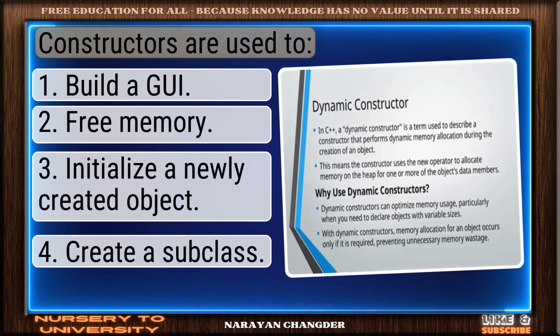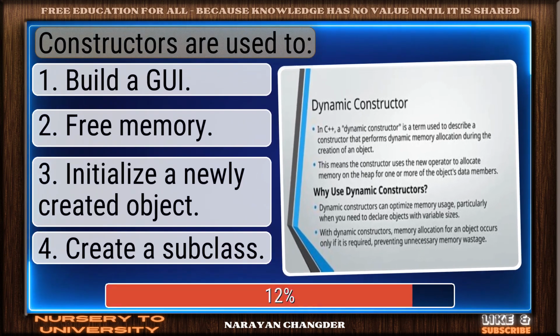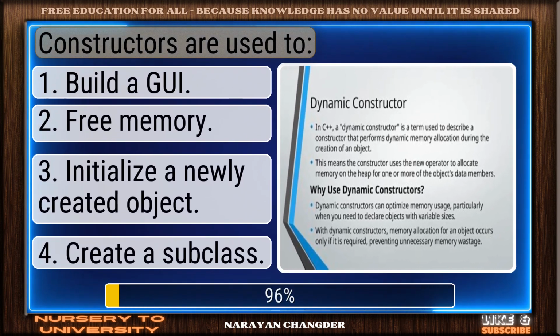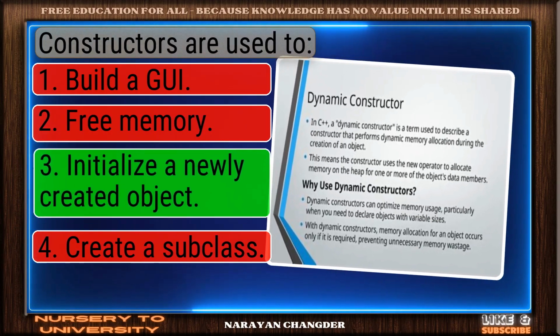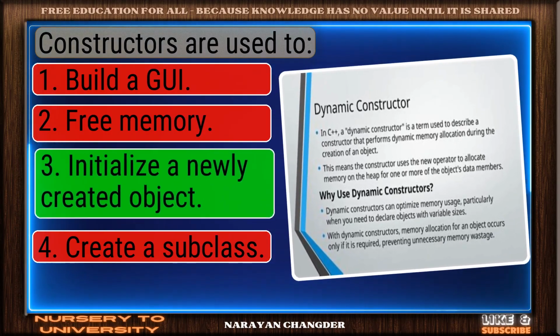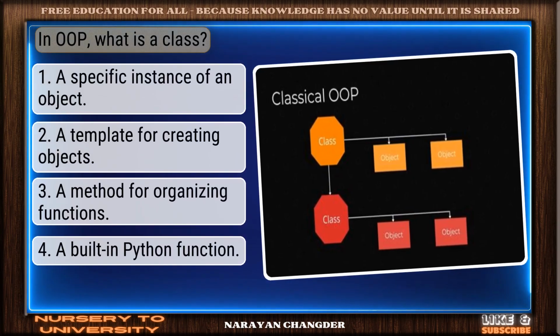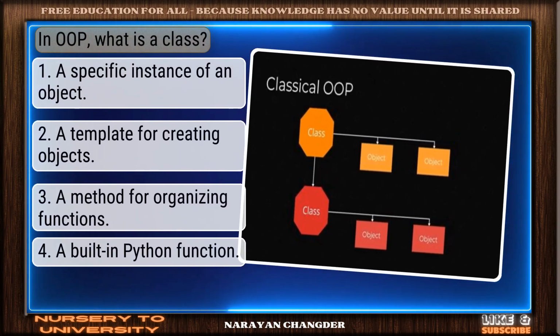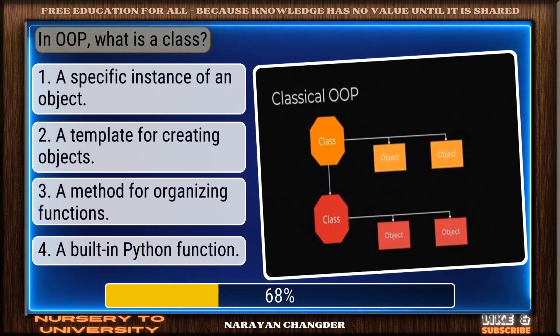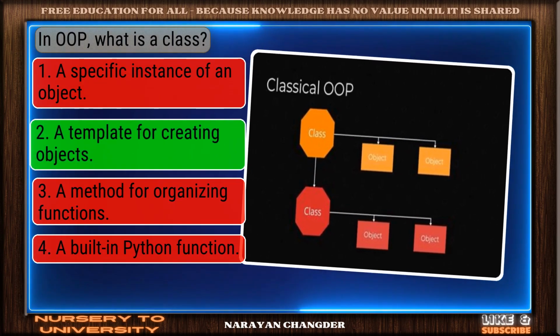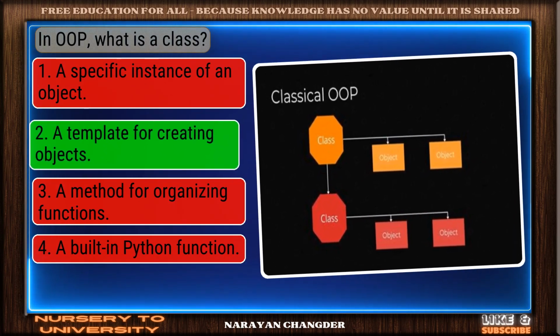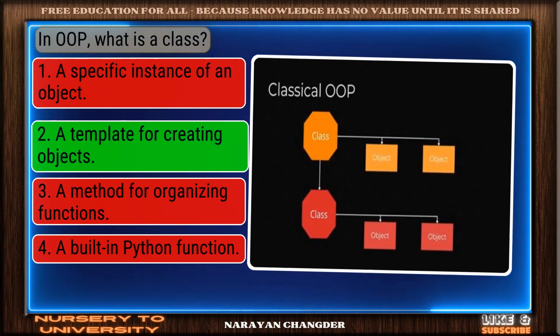Question number 70. Constructors are used to. You got it. Your choice, initialize a newly created object, is right. Question number 71. In OOP, what is a class? Well picked. A template for creating objects is the correct answer.